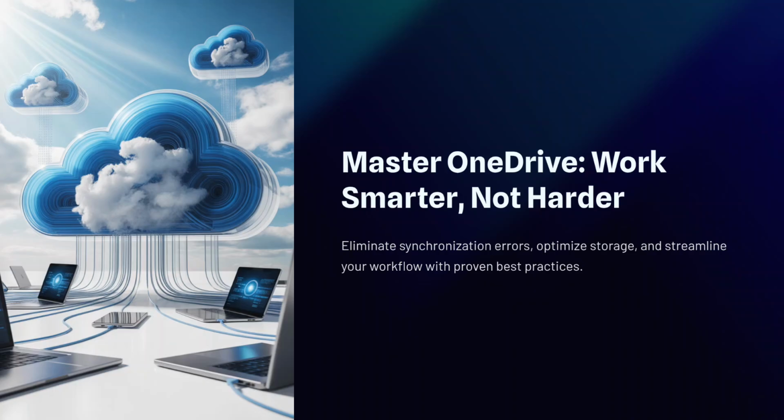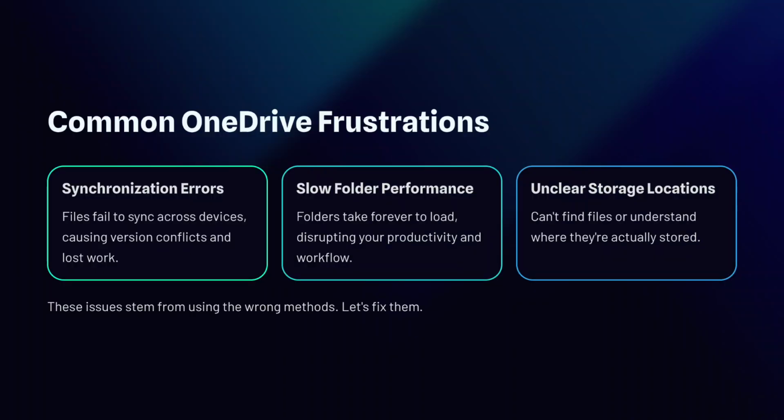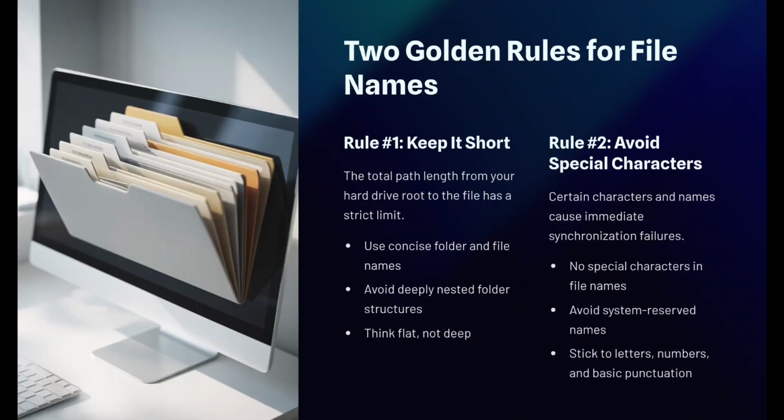A common reason for synchronization errors is names that are too long or invalid characters. You can avoid this from the outset by following two simple rules. The total path length, i.e., from the root of the hard drive to the file, has a limit. Therefore, keep folder and file names as short and concise as possible. Avoid deeply nested folder structures.